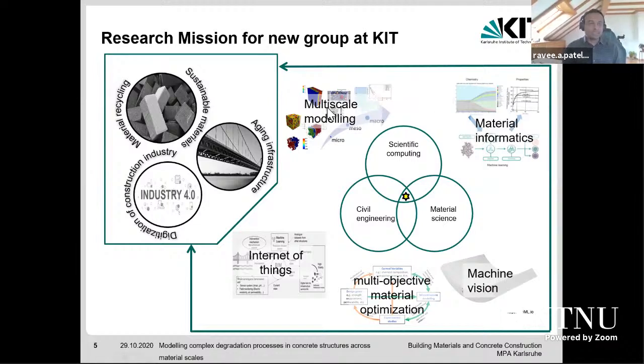Then material informatics, that is how we can use data to link the thermodynamics of chemistry and properties of cementitious material. Also, topics such as machine vision, which can be used to characterize damage in concrete structure, material optimization, and Internet of Things. So these are the topics which are currently still under development within the framework of the new research group. So maybe this is something which I can talk about in coming years. And today I focus on multiscale modeling.